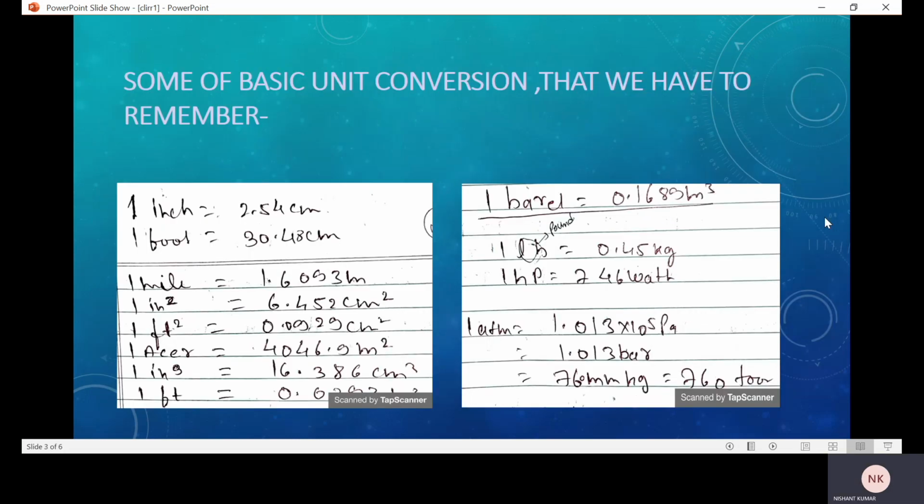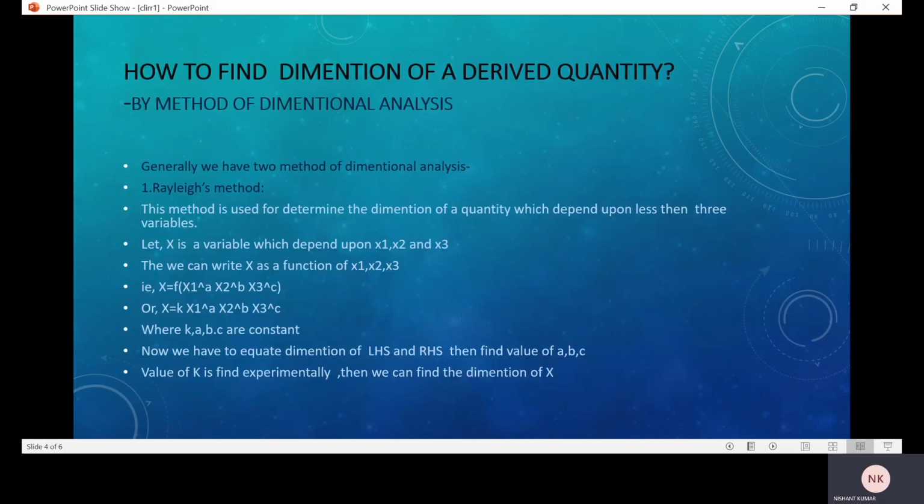These are some of the basic unit conversions that we have to remember for exam purposes. The main aim of this topic is how to find the dimension of a derived quantity. We have some methods to find the dimension of a derived quantity. The first method is dimensional analysis. Generally, we have two methods of dimensional analysis. The first is Rayleigh's method.